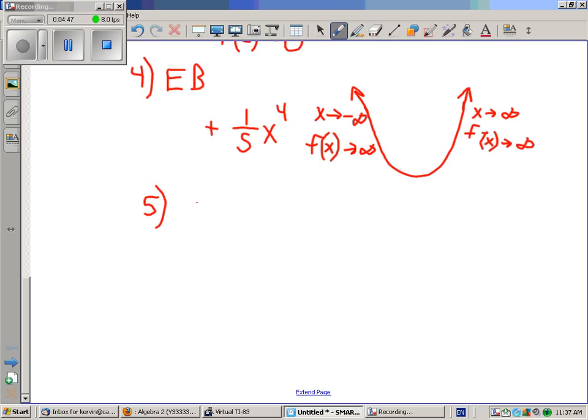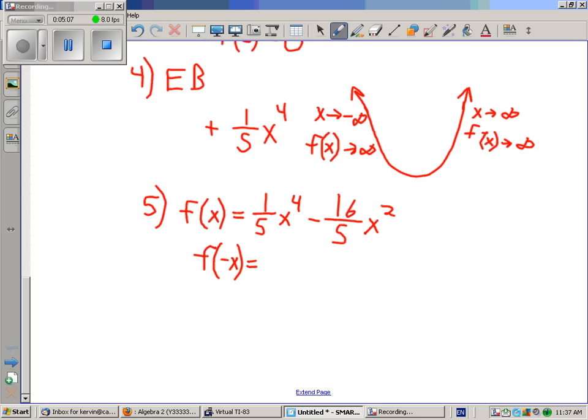Symmetry. I'm going to rewrite our function since it's out of sight. We don't want out of sight to be out of mind. 1/5 x to the 4th minus 16 over 5 x squared. We plug in negative x, see what we get. What we get is the same function. 1/5 times negative x to the fourth just becomes x to the fourth again. Minus 16 over 5, negative x squared just becomes x squared again because the negatives cancel out. This is even. Therefore, it's symmetric on the y-axis.